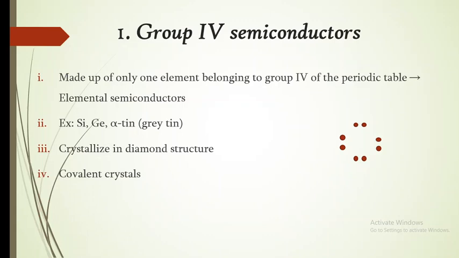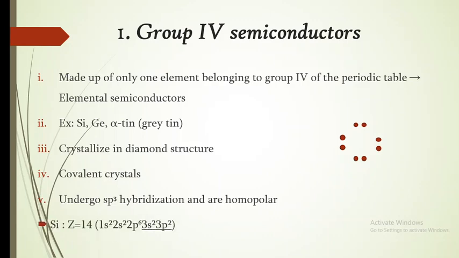Then the type of bonding. These are covalent crystals, which means the atoms are bonded covalently. Covalent bonds are formed by sharing of electrons. We know all these things. Again, they undergo sp3 hybridization and the bond is homopolar.